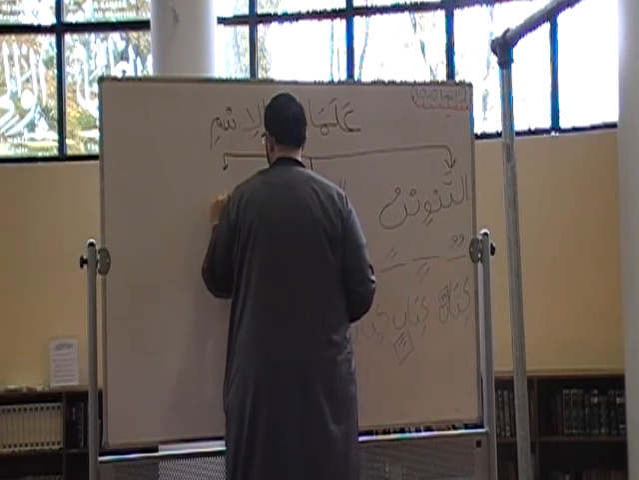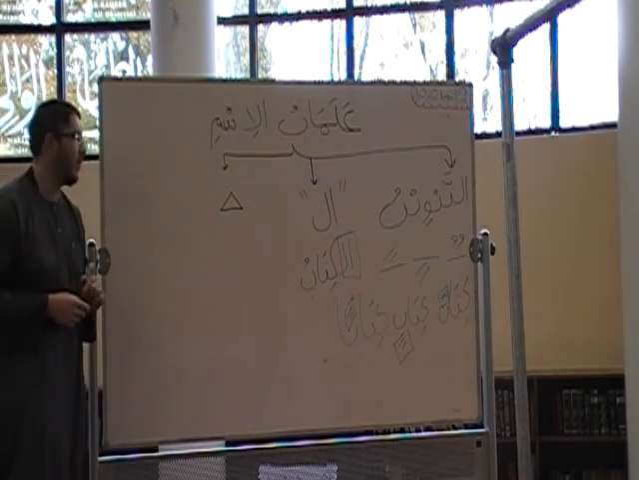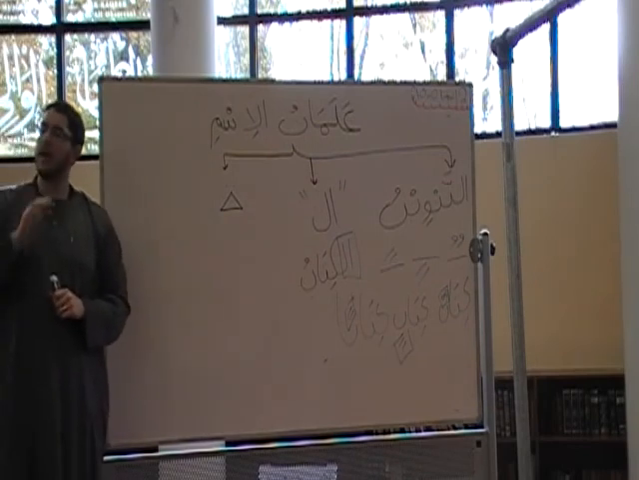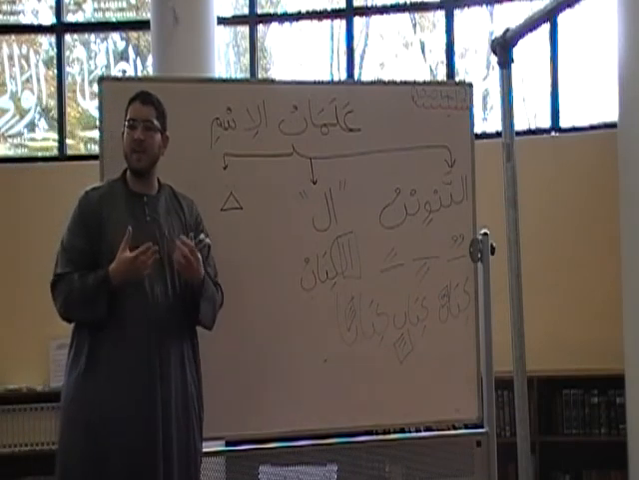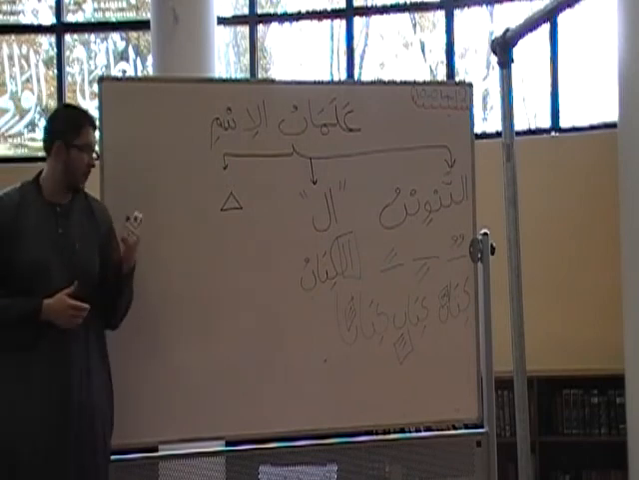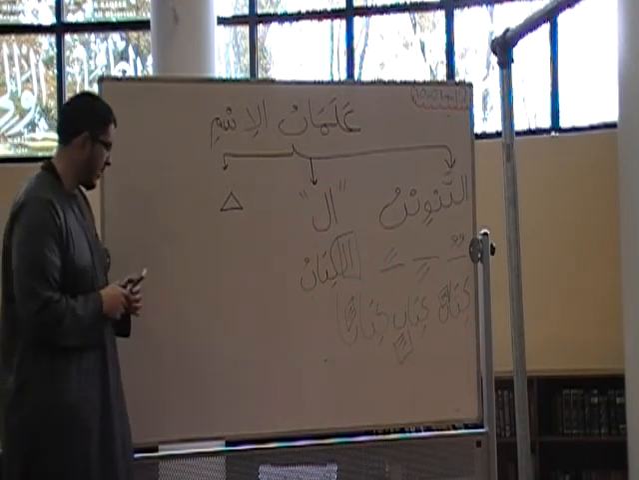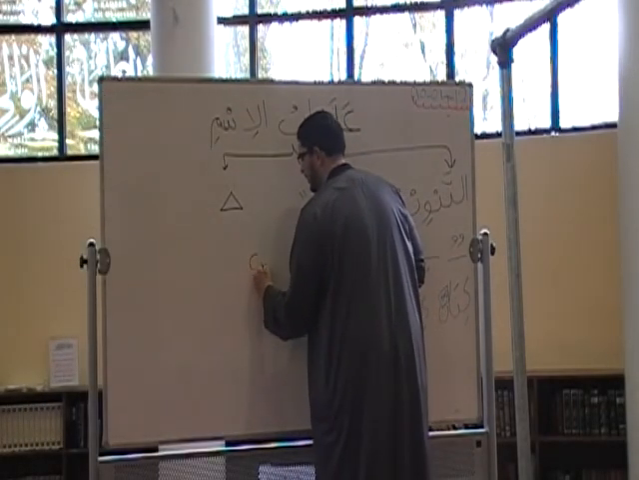Ta-marbuta. What is ta-marbuta? If a word ends with what is known as ta-marbuta, then that word is an ism. And it is actually a particular type of ism: a feminine ism. It is a sign of femininity, which we'll talk about in a little bit, inshallah. So if you see that a word ends with ta-marbuta, like mu'allima, mu'allimatu.